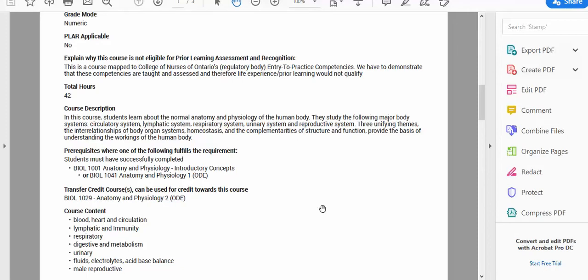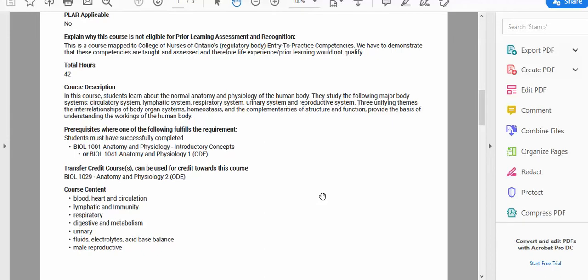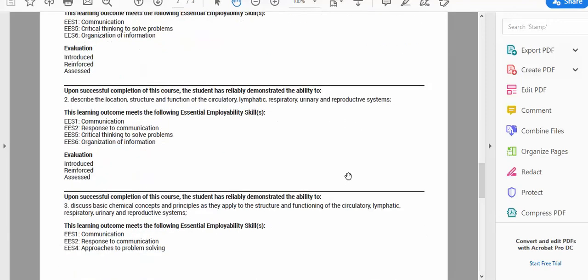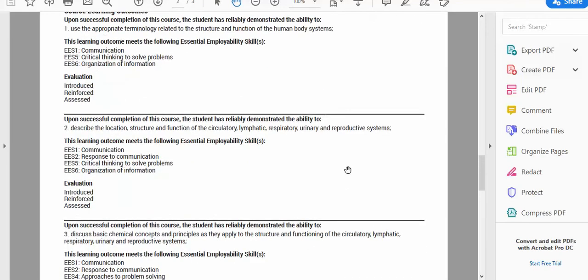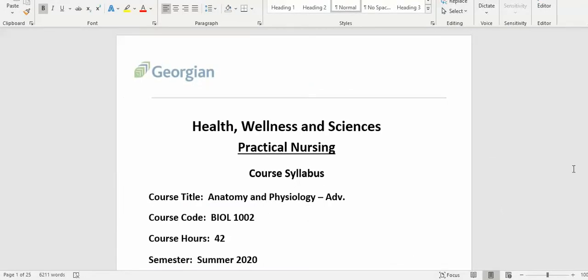We've broken it up into cardiovascular, which is blood, heart, circulation, lymphatic and immunity, respiratory, digestive and metabolism, urinary, and then related to urinary is fluid, electrolyte, and acid base, and male and female reproductive systems, and then some genetics. More importantly is really the syllabus. So I'll go through the syllabus with you.